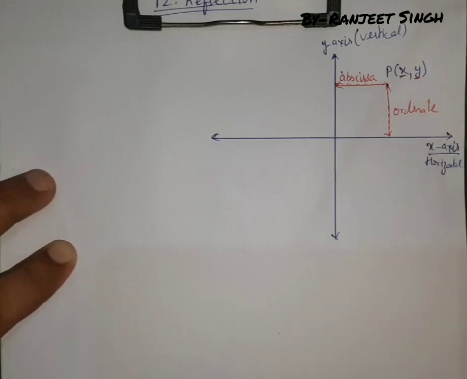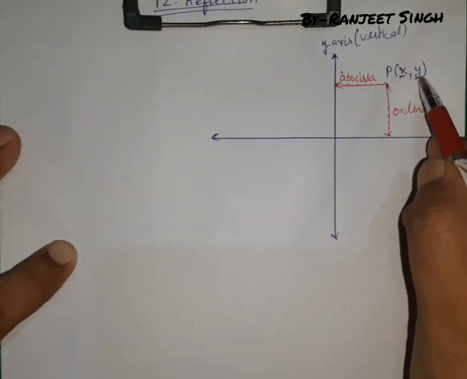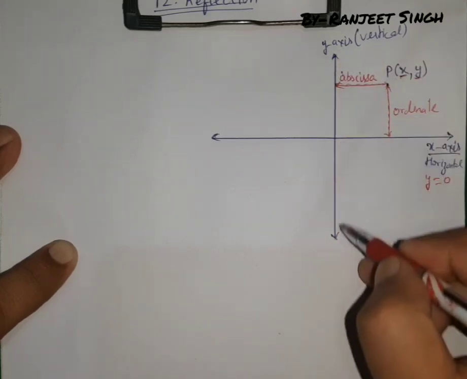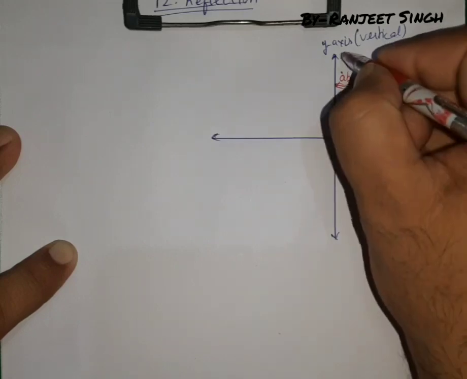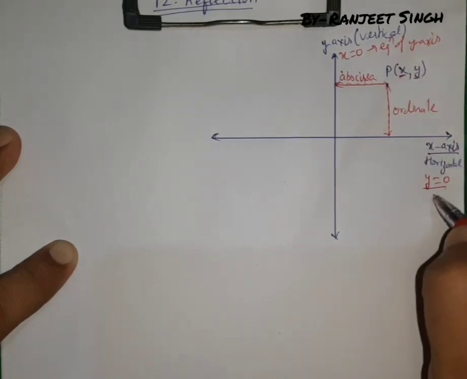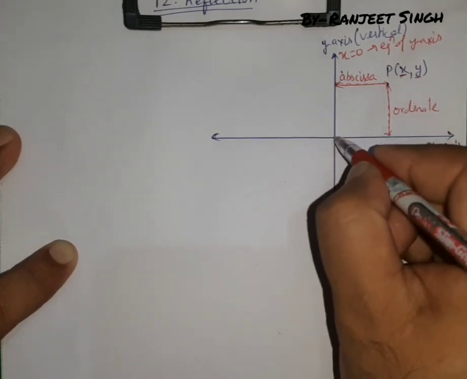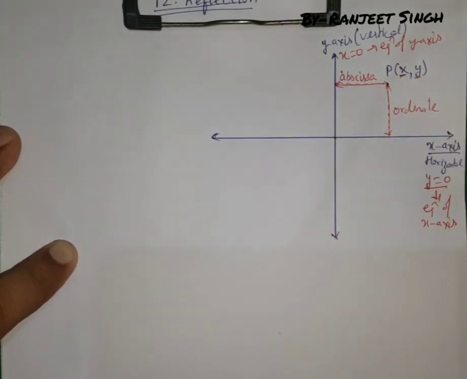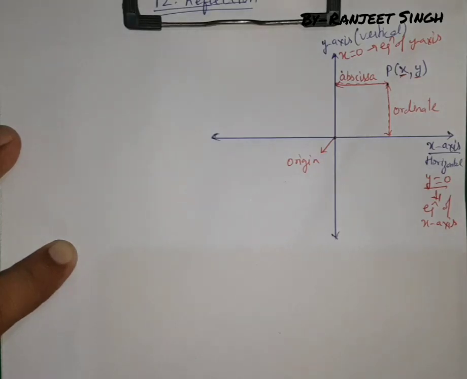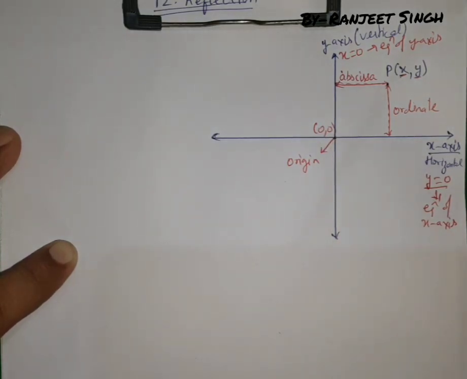We also know the equation of the x-axis. On the x-axis, the value of y, the ordinate, is always 0, so the equation of the x-axis is y = 0. On the y-axis, the value of x is always 0, so the equation of the y-axis is x = 0. The point where these two axes intersect each other perpendicularly is called the origin, and its coordinates are (0, 0), which means x is 0 and y is also 0.